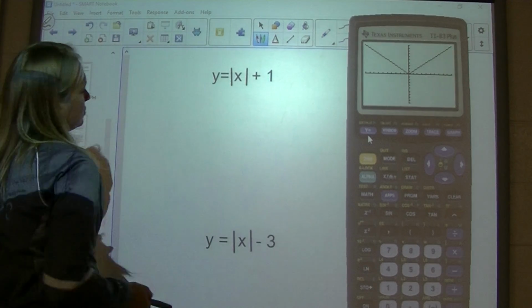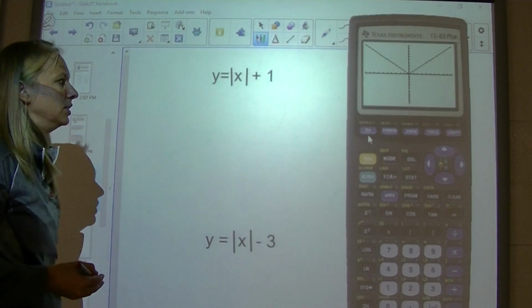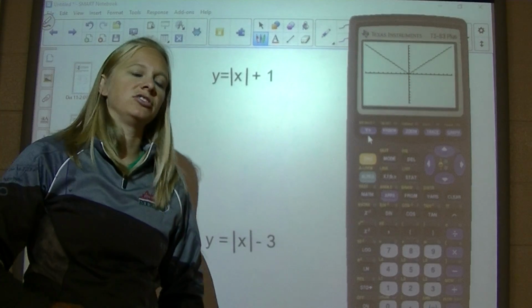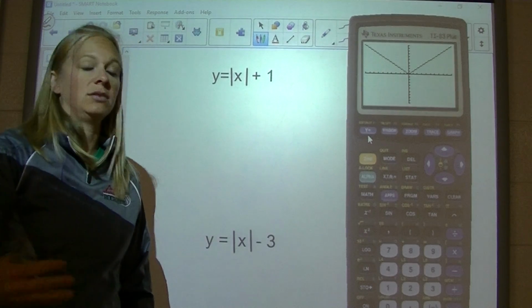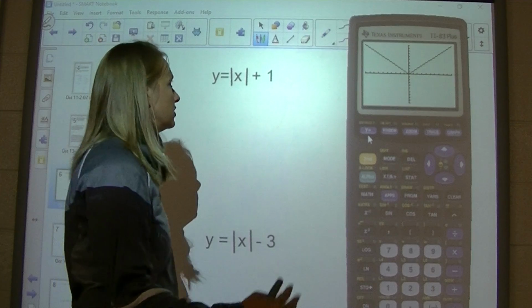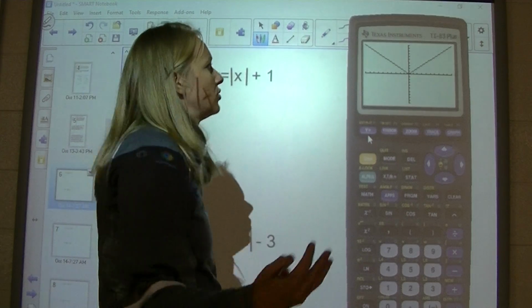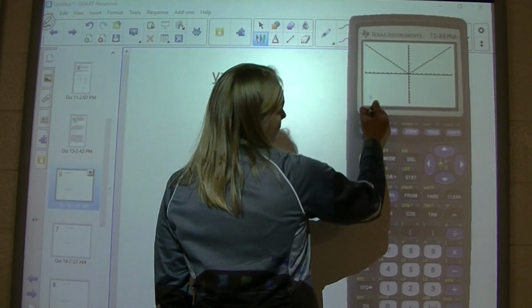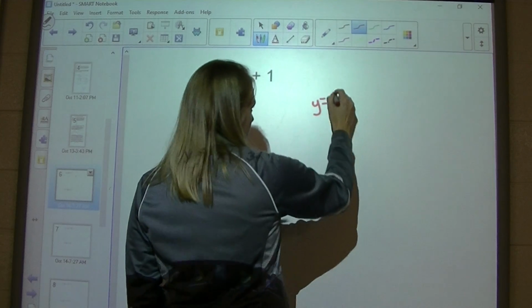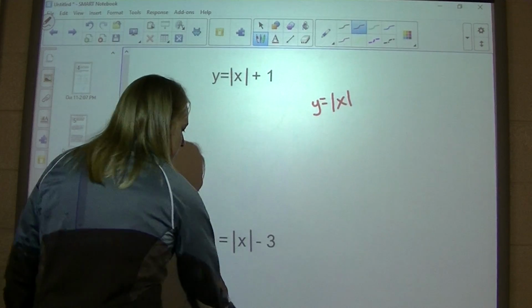So in this case, we have y equals absolute value of x plus 1. This talks about the parent function. A parent function is basically the simplest form of that type of function. In this whole lesson, we're going to talk about absolute value equations. So the parent function of an absolute value equation is y equals absolute value of x.